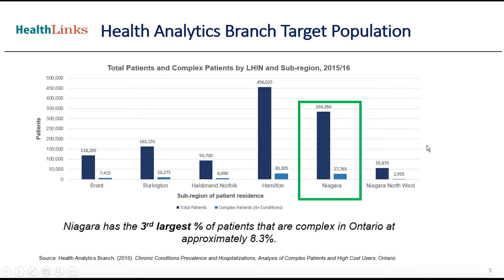So moving on, to give you a little bit of data, the biggest thing from this slide to take away, and this is based on 2015/2016 information, is that Niagara has the 3rd largest percentage of clients or patients that are complex in Ontario. This is based on 4 or more complex chronic conditions, and this slide really just goes to show that there is a need for coordinated care plans in Niagara.